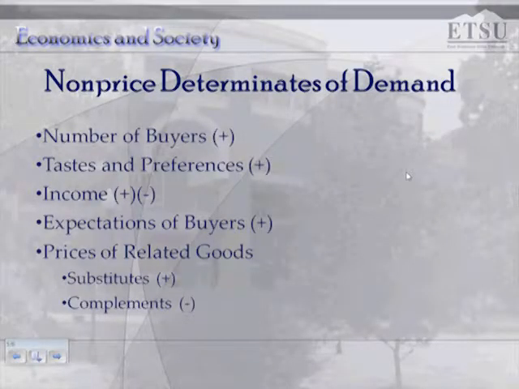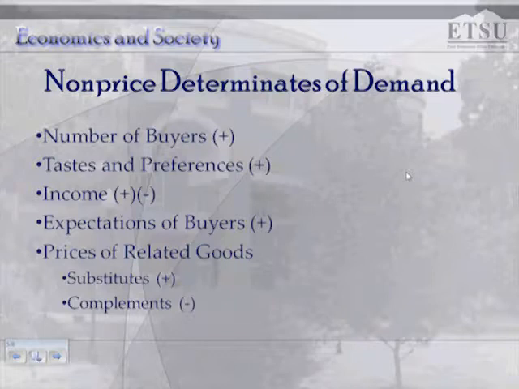So what are the things that influence the level of demand in a market? First is the number of buyers. Notice there's a plus sign there. That means there's a positive relationship between the level of demand and the number of buyers in the market. This makes sense, since the market demand is a sum of all individual demand curves in a market, that if there's an increase in the number of buyers, there will be an increase in demand, holding everything else constant.